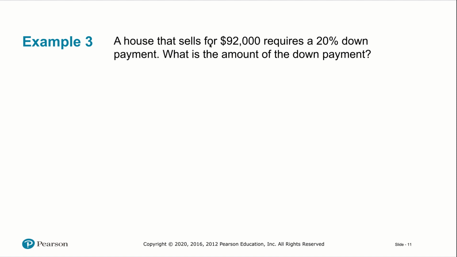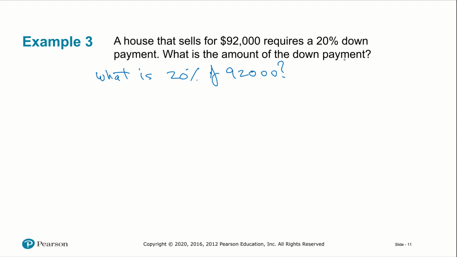So a house that sells for $92,000 requires a 20% down payment. What is the amount of that down payment? So basically, we want to know what is 20% of 92,000. That's it. That's the question we're dealing with, right?